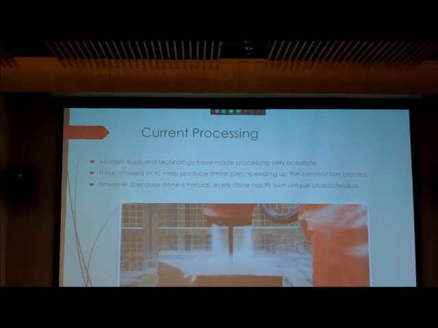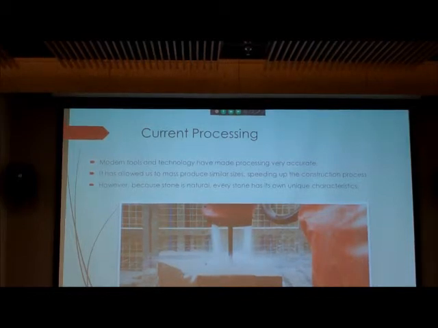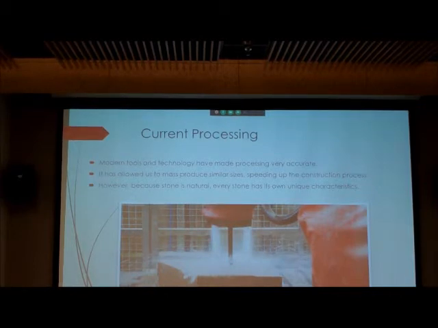Currently, we use modern tools and technology. We use a lot of saws and drills with water. They have to apply water because the rocks get so hot when they're cutting them that things can catch on fire and melt.